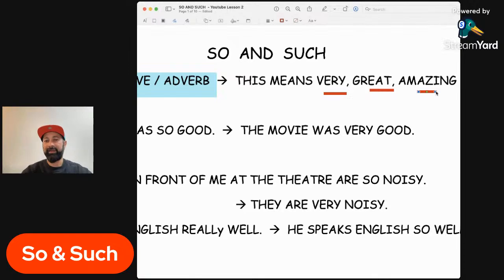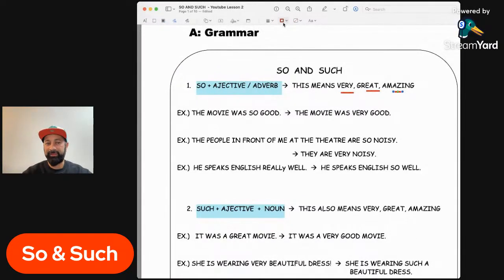Instead of always saying very, you'll sound more like a native speaker if you use the word like so or such. Now, how we make the sentences are different. If I use so, it's going to be followed by an adjective or an adverb, and that's it. We don't say anything after that. So, for example, the movie was so good. The movie was so good. I can say something like, he speaks English so well. Okay, this means very well.